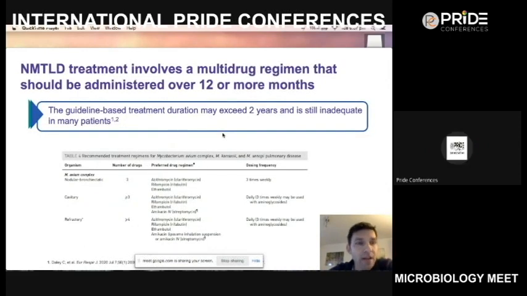Now, the way NTM is treated, it involves multi-drug regimens that should be administered over 12 or more months. There are guidelines that specify a combination of drugs that are applied, and these are drugs that have been taken from treatment of tuberculosis, such as rifampicin, ethambutol, and in the beginning of 2000, also macrolides.